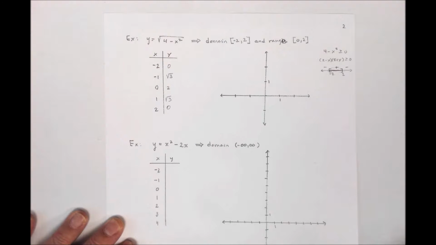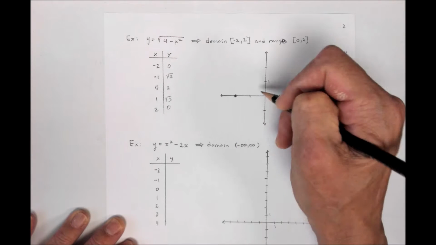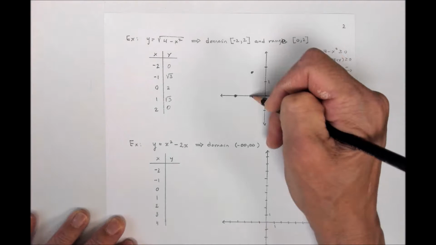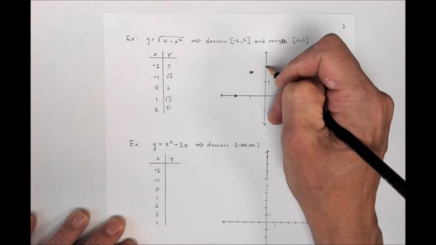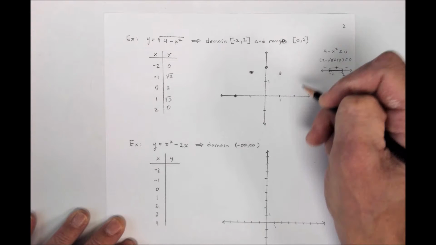So if I was to plot these points and see if that's enough to get an idea of the curve, I would have -2, 0 here. I would have -1, the square root of 3, which is about 1.732. I think that's pretty close, maybe a little bit further over. I would have 0, 2. I would have 1, the square root of 3. And then I would have 2, 0.